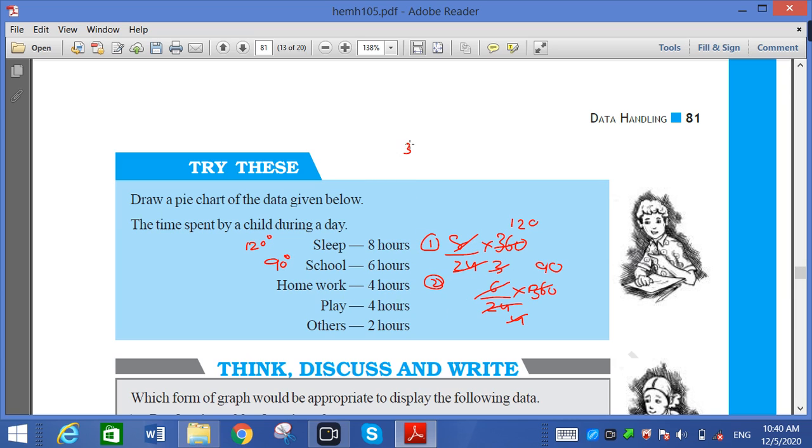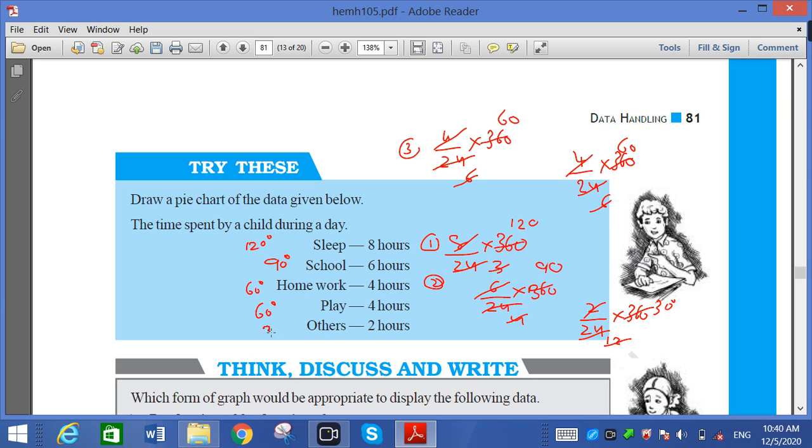Homework, that is third. 4 upon 24 into 360. So 6 6s are 36, that is 60 degrees. So for homework you have to do 60 degrees. Play, that is 4 upon 24, again into 360. So again 60 we can make. And 2, that is 2 upon 24 into 360, that is 12. 12 3s are 36, so 30 degrees. So that is in your homework.